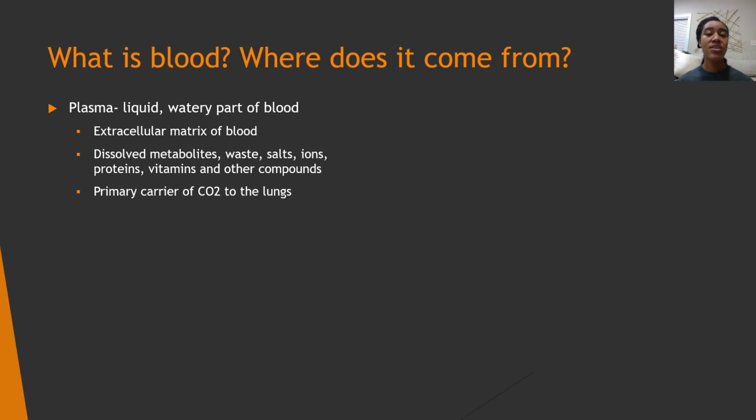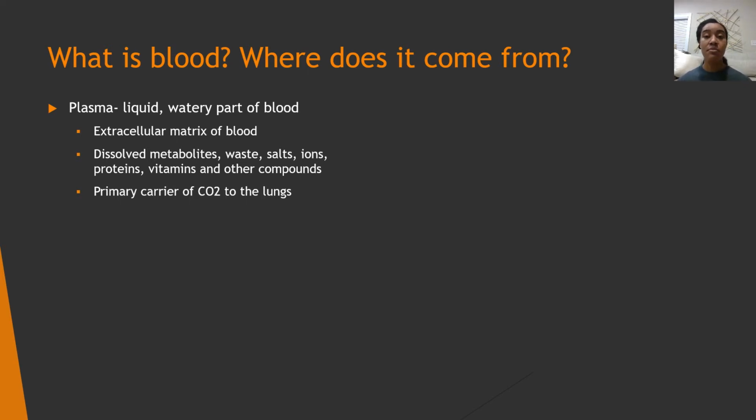You've already heard me say the term blood several times in this presentation, and you probably think you already know what blood is. But blood is actually far more complicated than what you might think. It's a composition of a lot of different cells and liquids and compounds that all come together to allow it to circulate in the body and also perform the various functions that it needs to do.